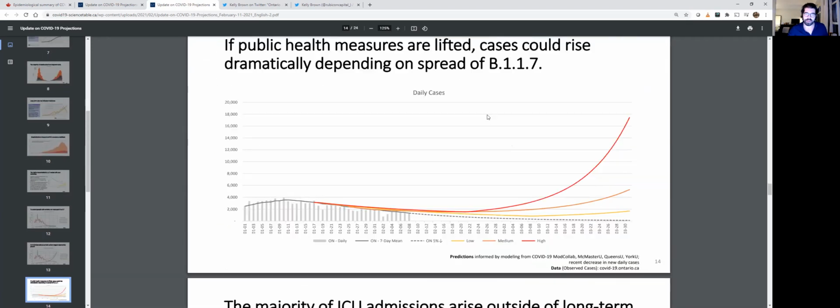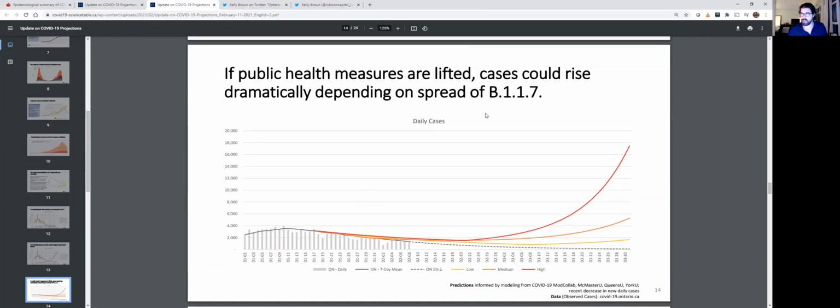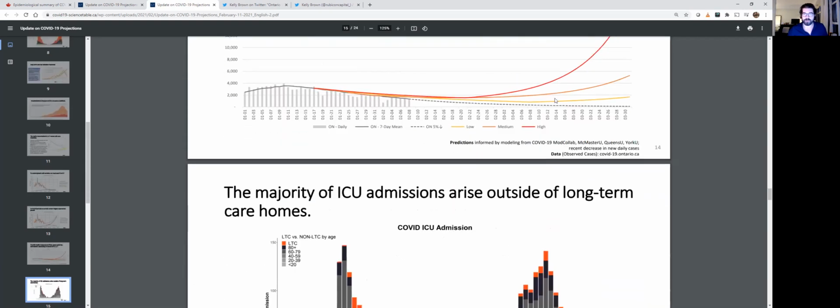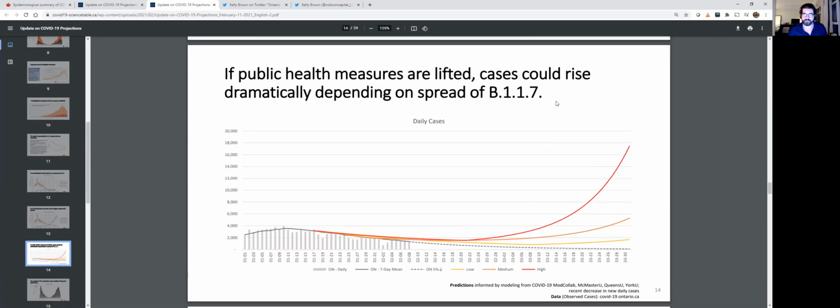And to me, I just simply don't see the evidence for this. So we remain at the mercy of what could happen. And, you know, just take this statement here. If public health measures are lifted, cases could rise dramatically depending on the spread of B117. They could rise. So we're sort of left to stay at home, keep our economies closed, and trust that, well, we're doing the right thing because it could happen.